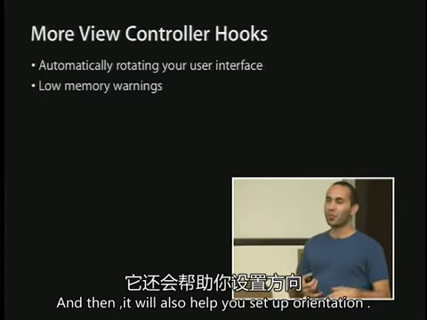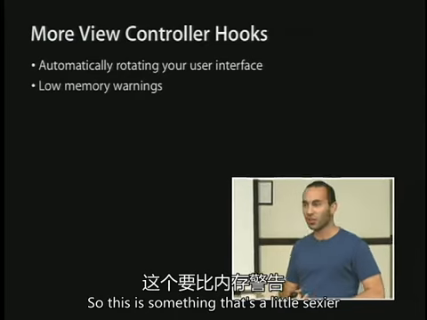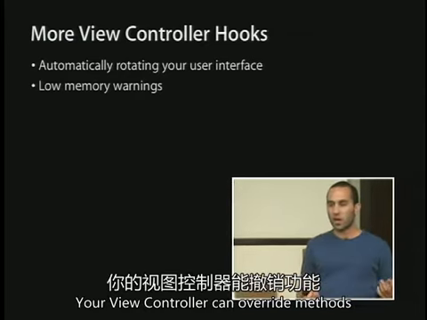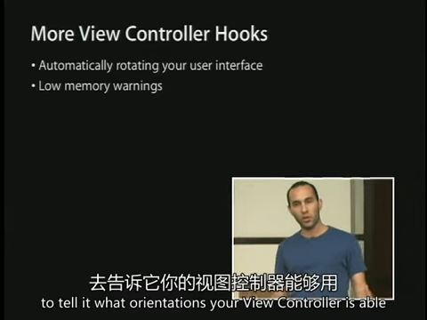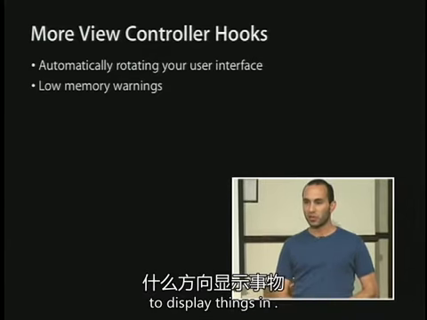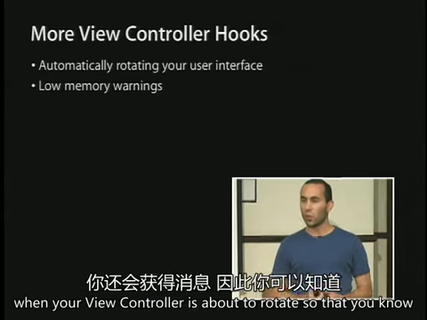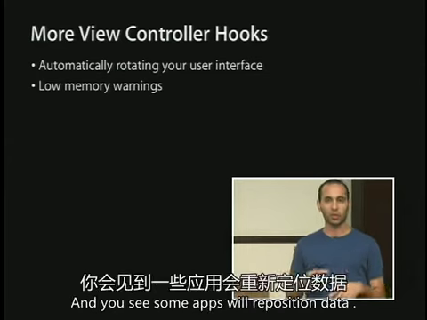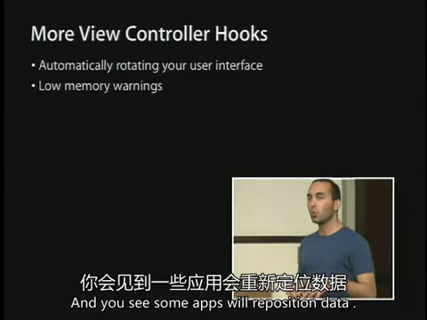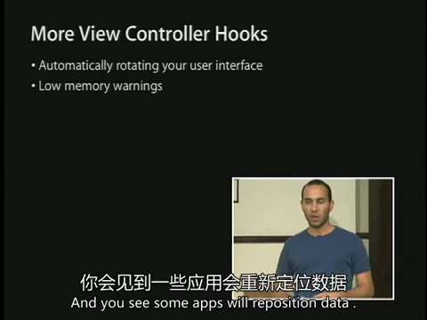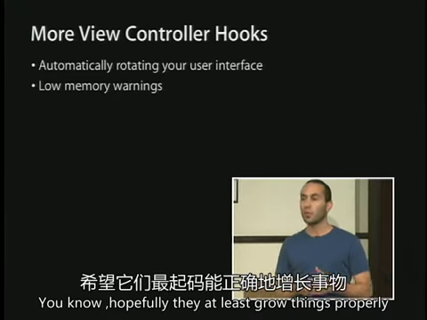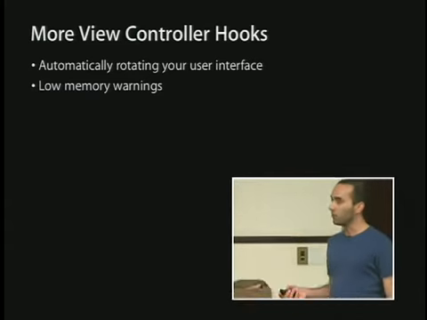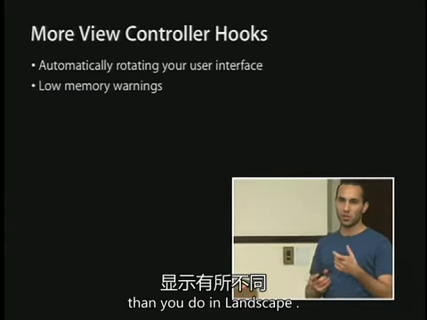And then it'll also help you set up orientation. So this is something that's a little sexier than memory warnings. Your View Controller can override methods to tell it what orientations your View Controller is able to display things in. And then you'll also get messages when your View Controller is about to rotate so that you know if you need to do things. And you see some apps will reposition data. Hopefully they at least grow things properly, but in more sophisticated apps, they'll maybe even change the views a little bit. You may see something different in portrait than you do in landscape.